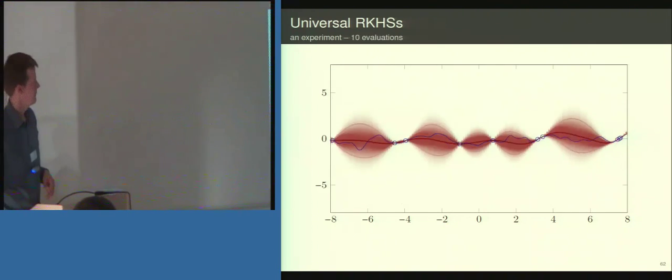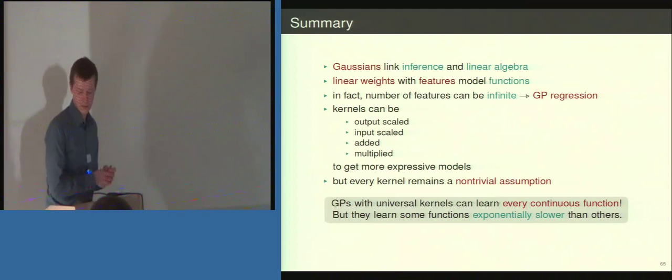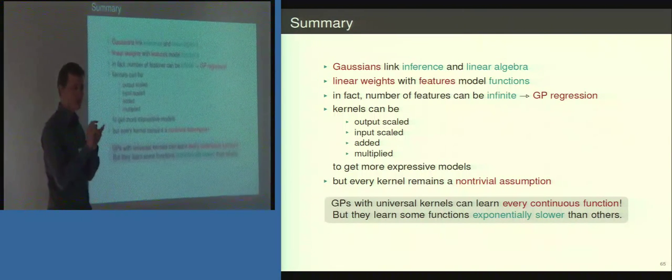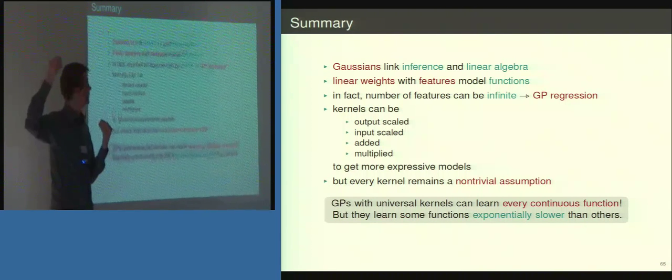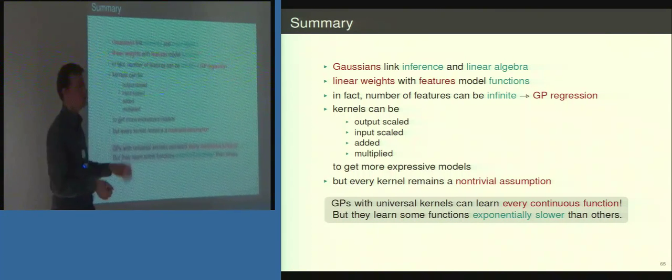With that, I would like to come to a conclusion. Here is my summary. So the main story was Gaussian distributions are the link between linear algebra and inference, because if you have a bunch of variables which are jointly Gaussian distributed and you only make linear or affine observations, you stay within the confines of the Gaussian language doing inference.